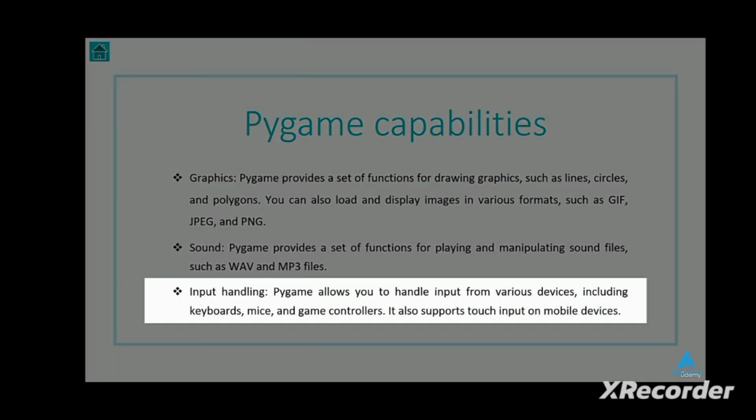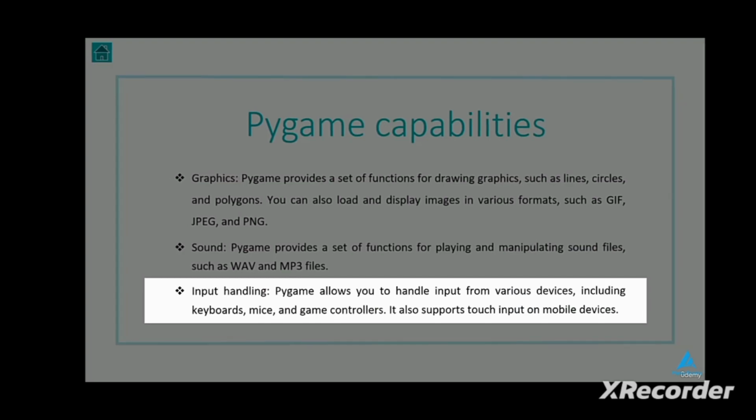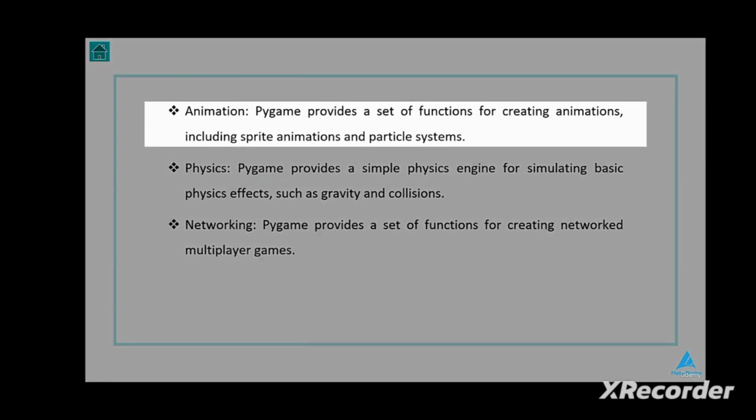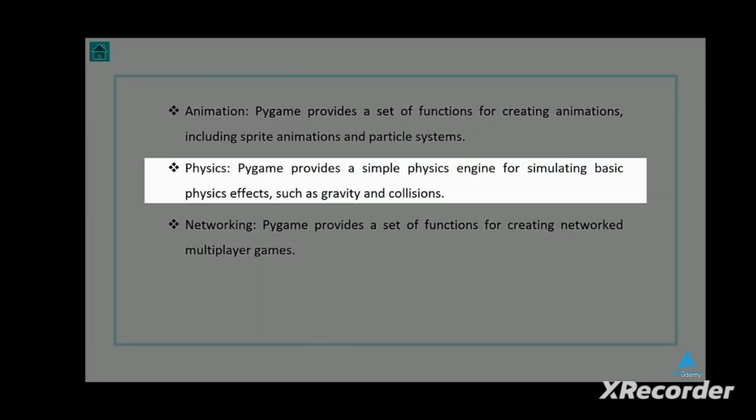In addition, Pygame allows you to handle input from various devices, including keyboards, computer mice, and game controllers. It also supports touch input on mobile devices. Secondly, animations. Pygame provides a set of functions for creating animations, including sprite animations and particle systems, which gives games an attractive aspect. Pygame also provides a simple physics engine for simulating basic physics effects, such as gravity and collisions, which, in return, make games and simulations look more real.